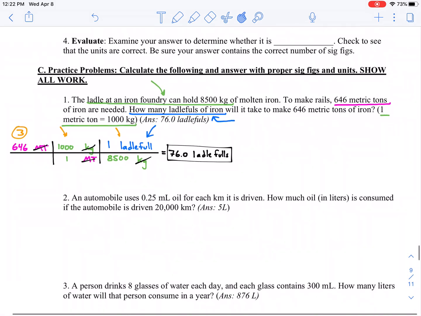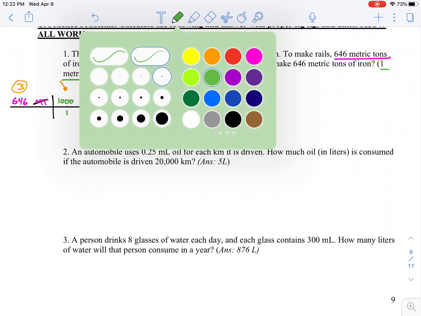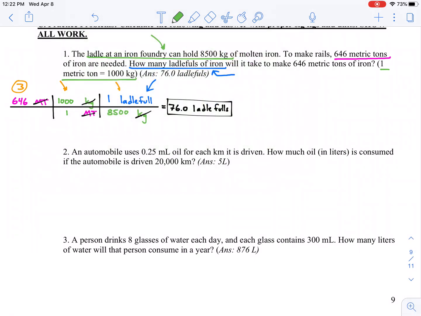Let's try again. Again, if you want to pause the video and take this one on your own and then replay the video, feel free. So we're looking at this car, this automobile, and it's using 0.25 milliliters of oil for every kilometer it's driven. We know that that's a conversion factor because you'll notice it's 0.25 milliliters for each kilometer, right? So if it's kind of an equality like that, that's conversion.